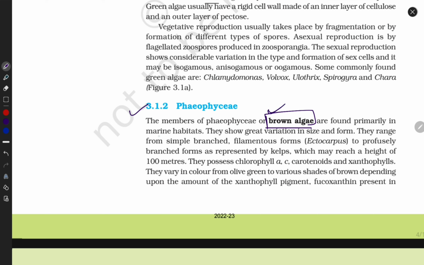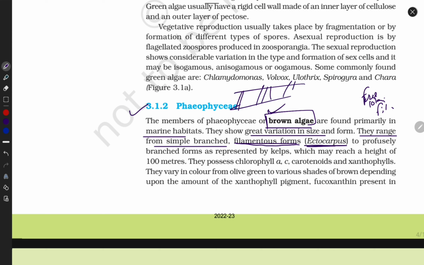Where are they found? They are found in marine habitat, and they show great variation in size and form, meaning they have different diversity. They range from simple branched filamentous form. Algae may be found in free form, colonial form, filamentous form, or branched form. An example of a filamentous form is Ectocarpus. Two, profusely branched form as represented by kelps.